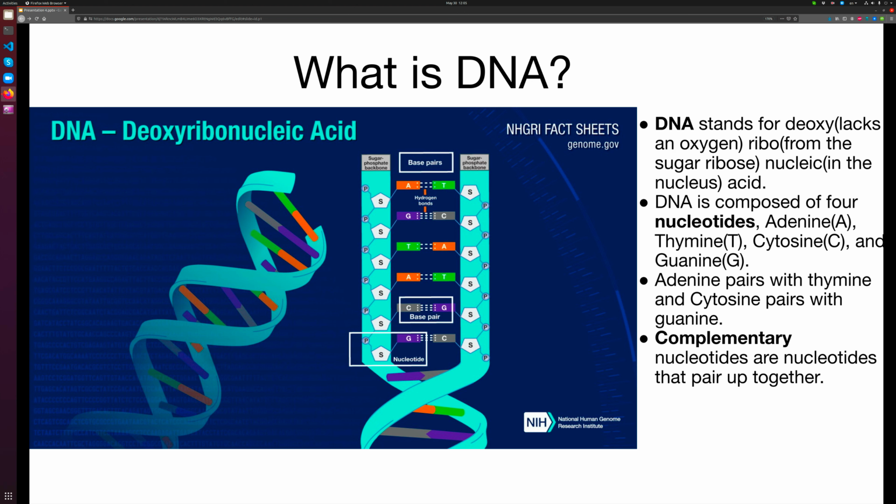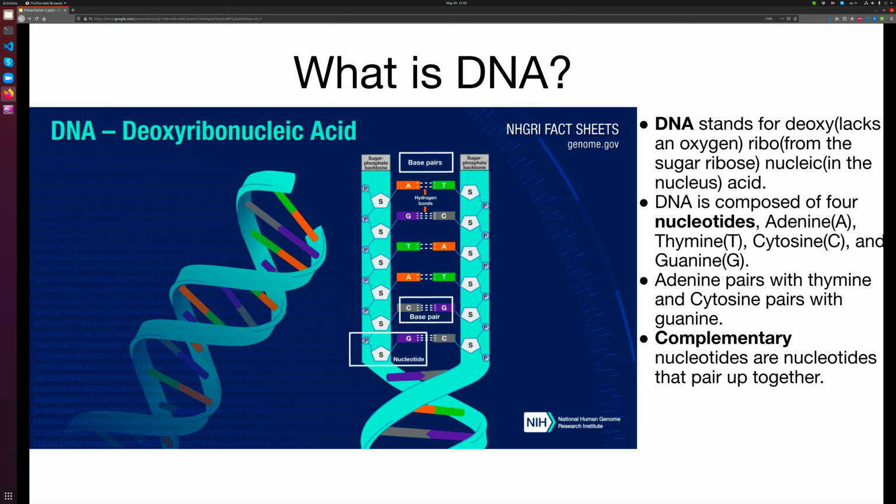Ribo again means it's from the sugar ribose, and nucleic means it's normally in the nucleus, but DNA can be transferred to other parts of the cell. And it can, for example, be in the mitochondria, mitochondrial DNA, totally possible, and even chloroplast DNA. And it can be transferred between cells. But normally it's in the nucleus.